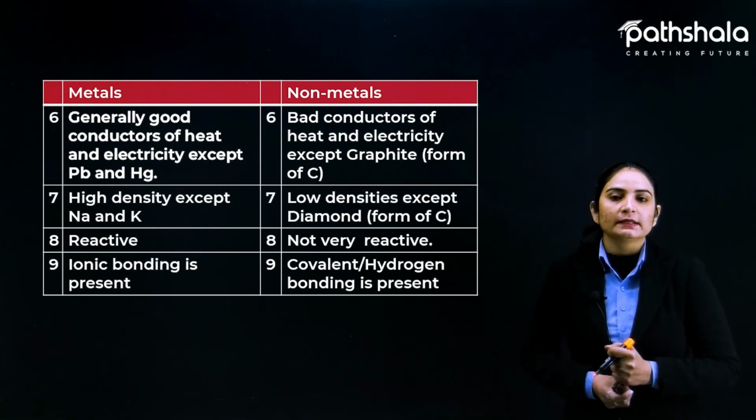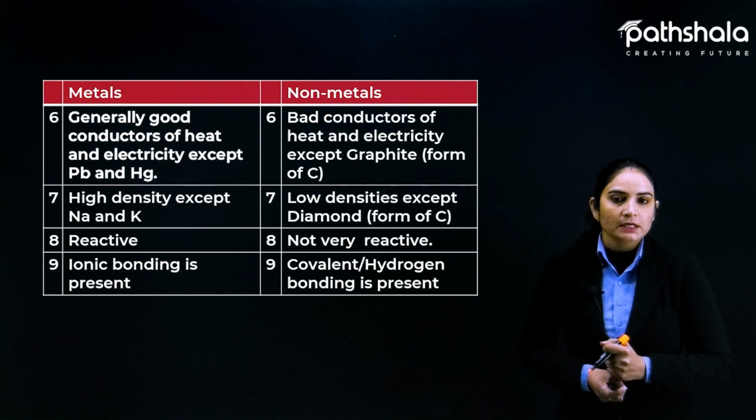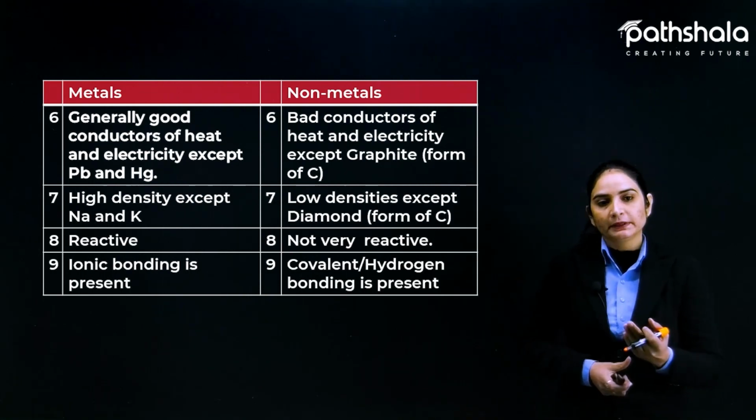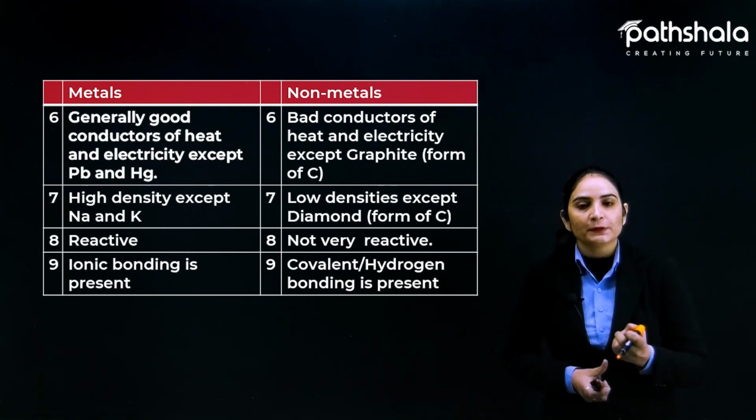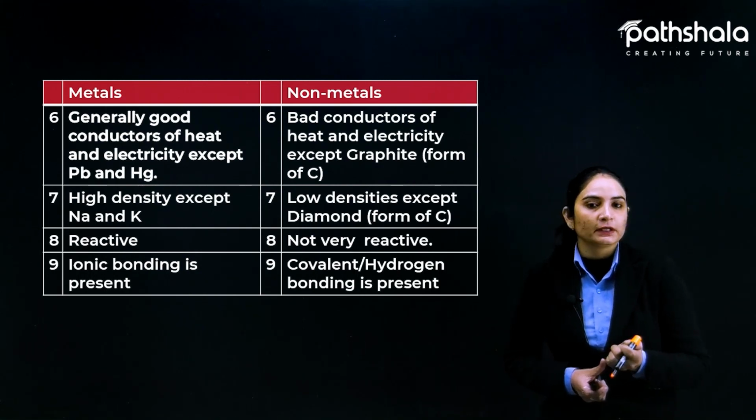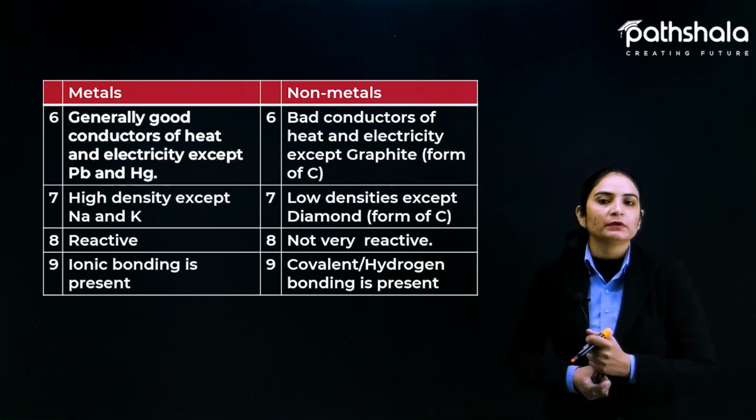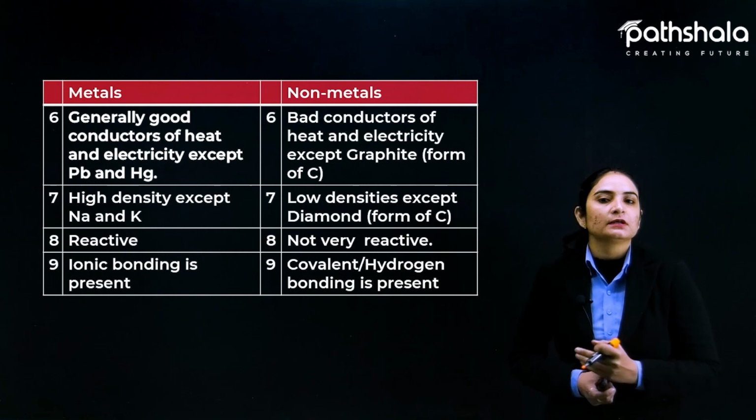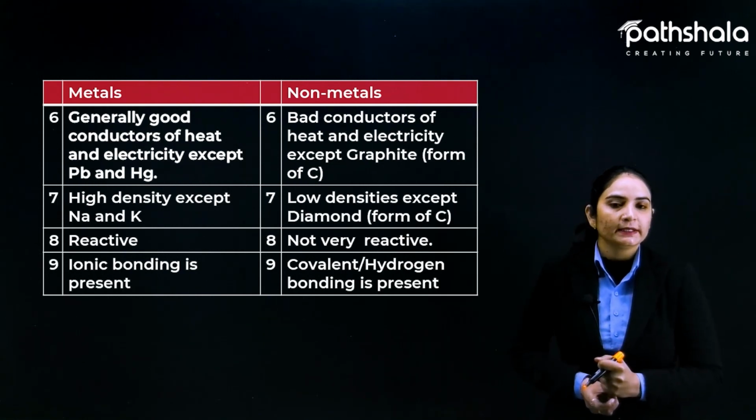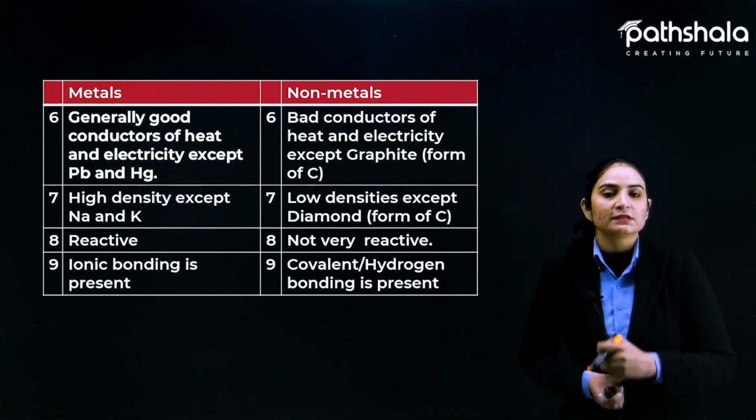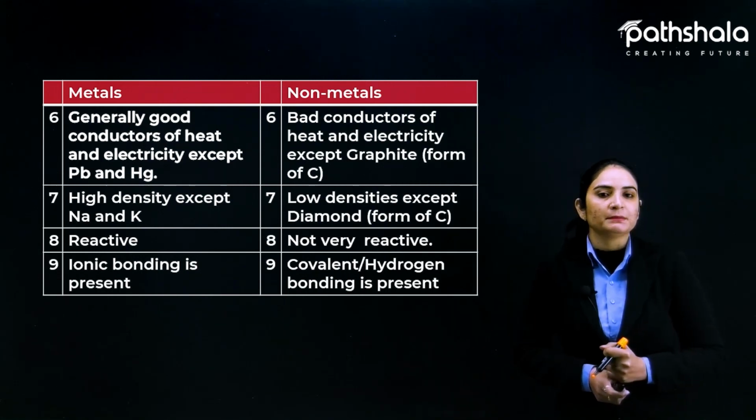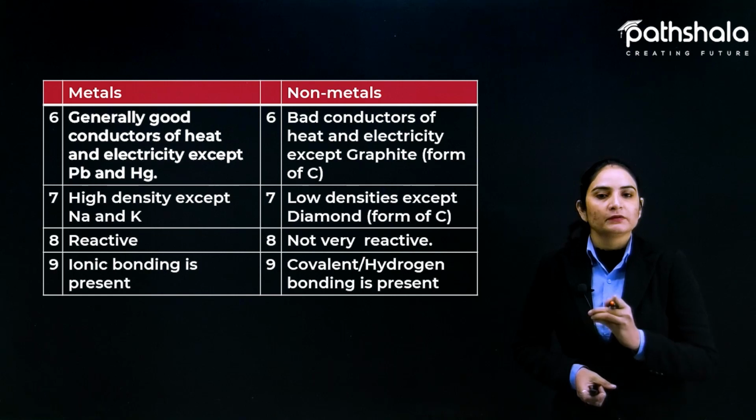And in the case of metals, ionic bonding is present. This bonding in detail we will be doing in chapter number 4 when we do covalent bonding in carbon. Fine. But now you need to be aware that metals basically go with ionic bonding, and in the case of non-metals, covalent and hydrogen bonding is present. So that's all about the tabular difference between metal and non-metal, and which is very important.